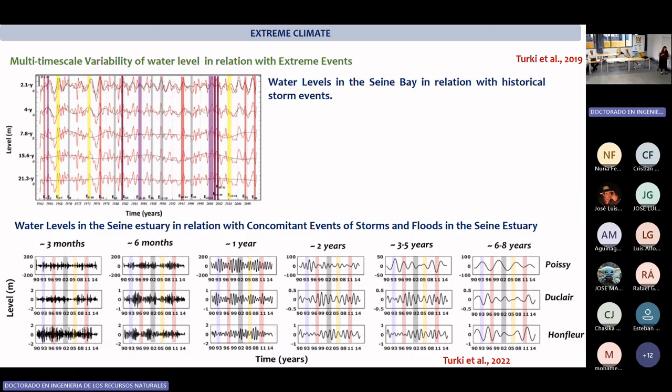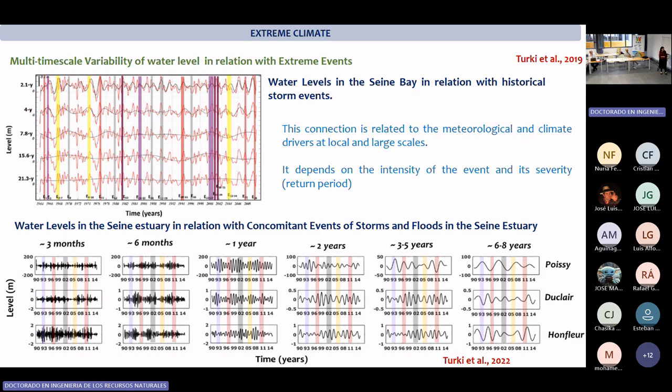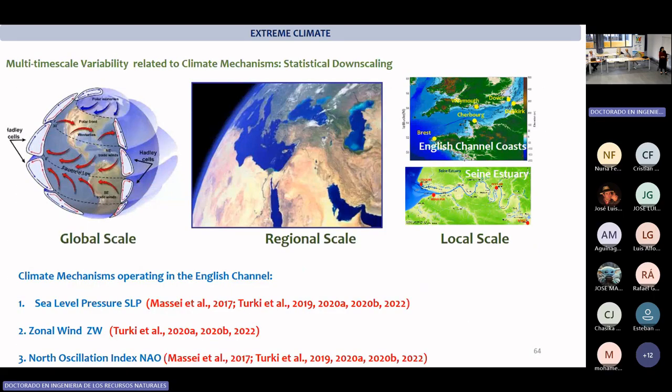It's crucial. If we know that climate oscillations contribute to extremes, we can use climate oscillations as covariables, as parameters that could be considered in our models to estimate extremes. That we have done in our reports. So we have connected the scales: global scales, regional scales, and local scales.